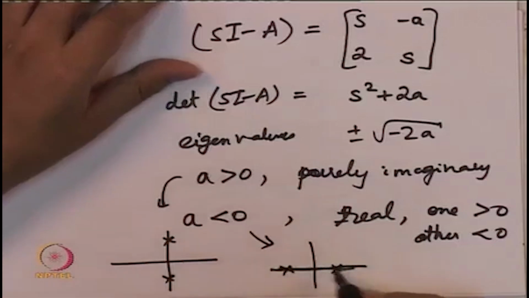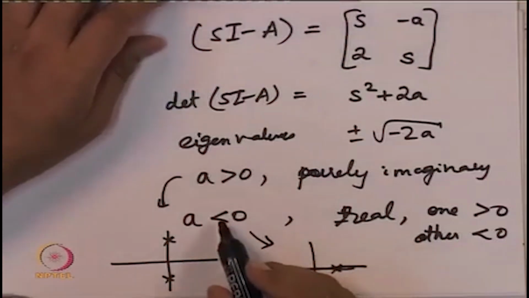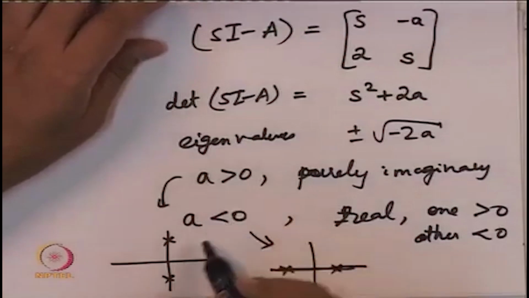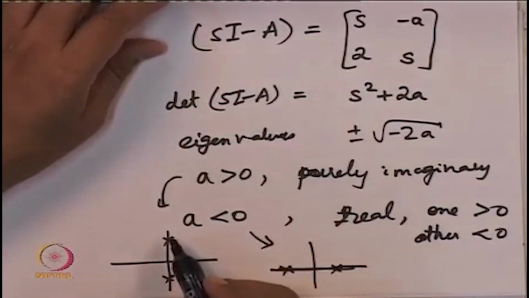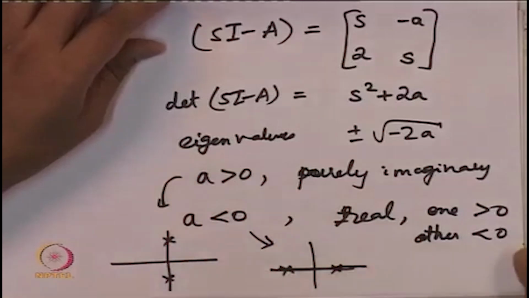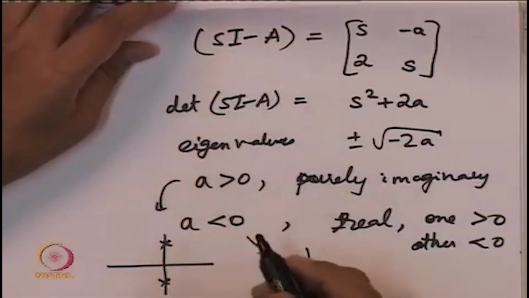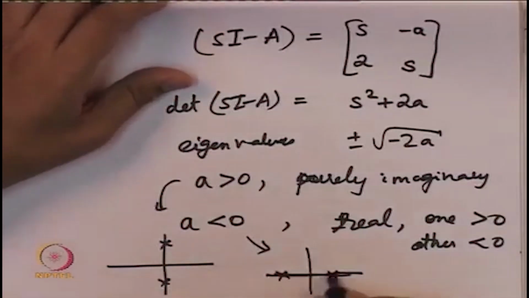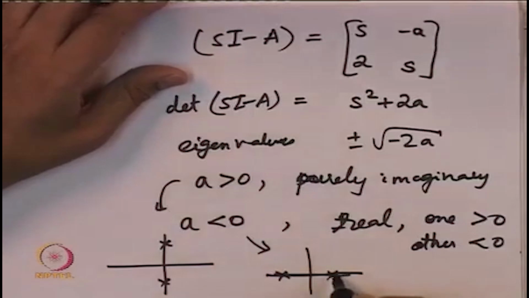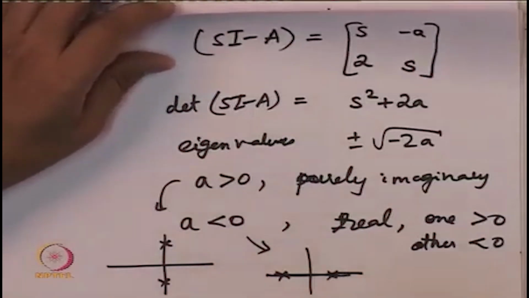How far from the origin depends on the value of a, of course, but whether a is positive or negative affects whether the roots are purely imaginary or real. So we know that for this case, the equilibrium point is a center and there are periodic orbits, while for this case, the equilibrium point is a saddle and there are no periodic orbits.